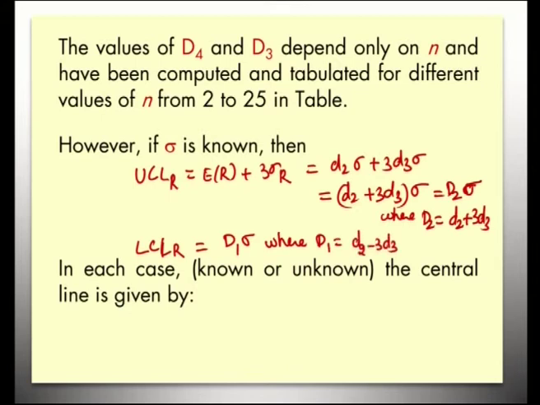So, in each case, known or unknown, the central line is given by: CL of x bar is x bar bar, and CL of R is R bar. In all the cases, the control line remains the same.